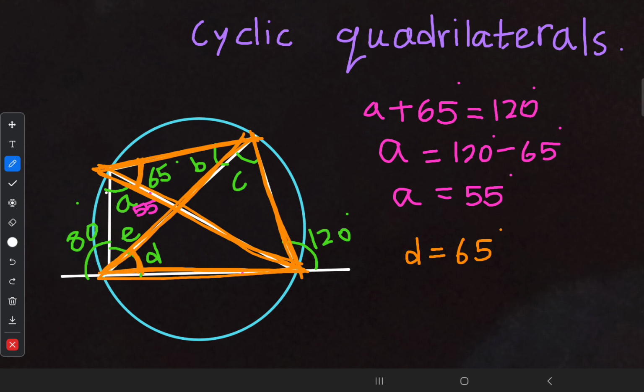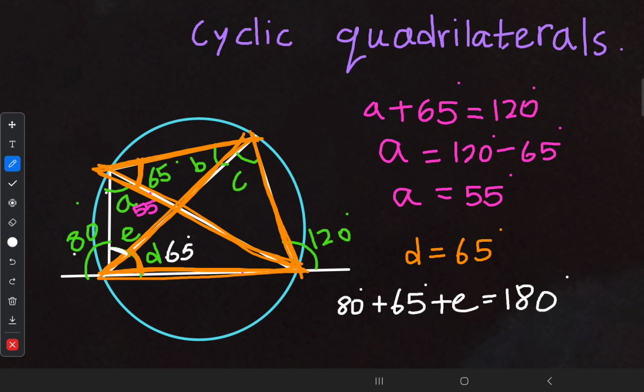Then let's find angle E. Here we have 80, and this is 65. We found it as 65 now. So 80 plus 65 plus E equals 180, because these are adjacent angles on a straight line. The summation of them will give you 180.